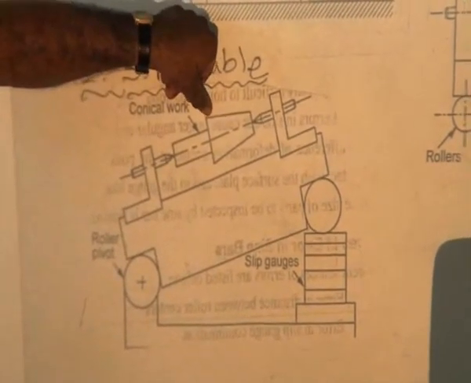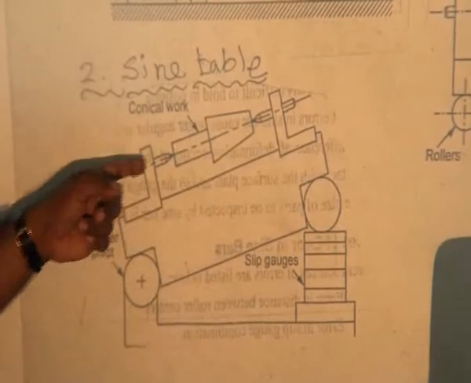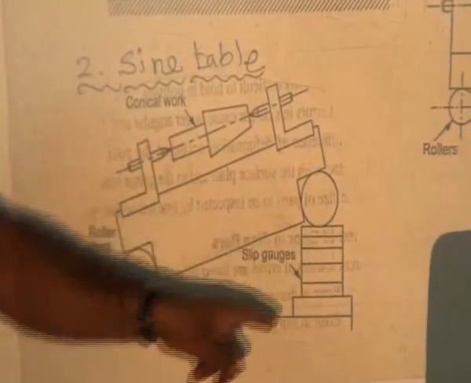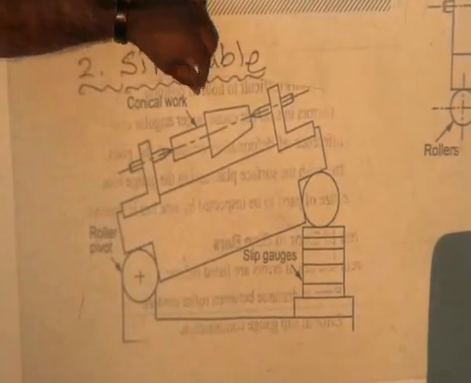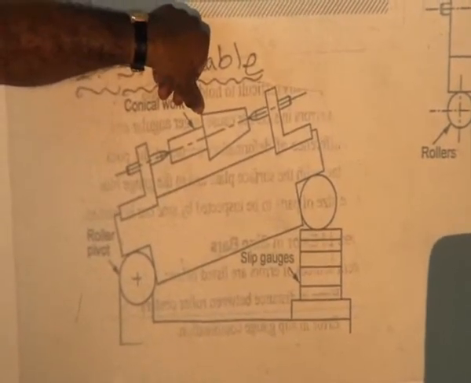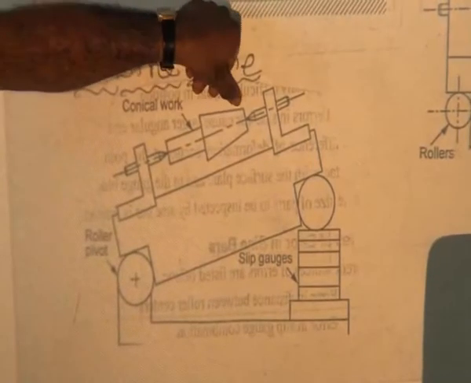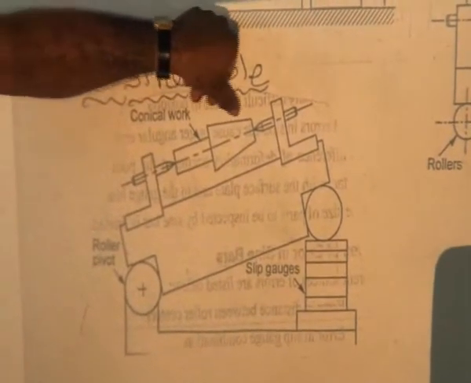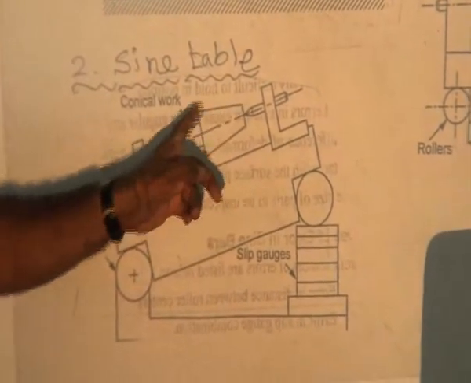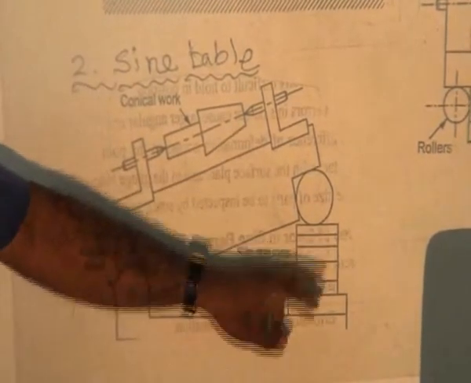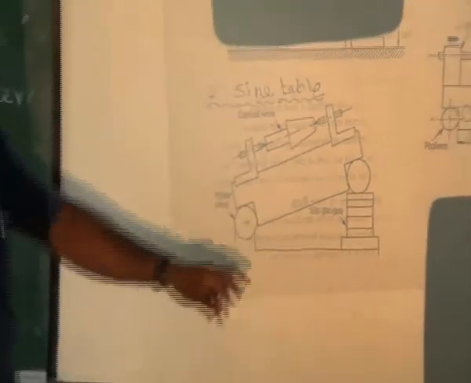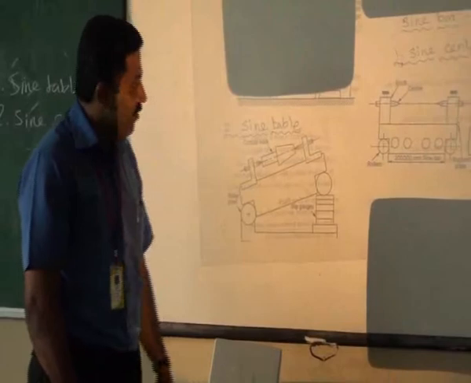How can we measure the inclination? First we set the component center to center. Then we add the slip gauges, and using the dial gauge we measure the angle. Set the dial gauge to a level reading of 0. Then move the dial gauge from one end to the other end; it should show the 0 value. Then we stop adding slip gauges. Then we substitute the value in this formula: sin theta is equal to h divided by L. Then we get the value.